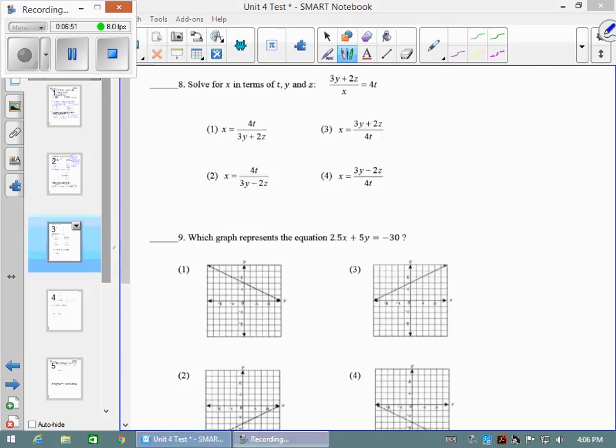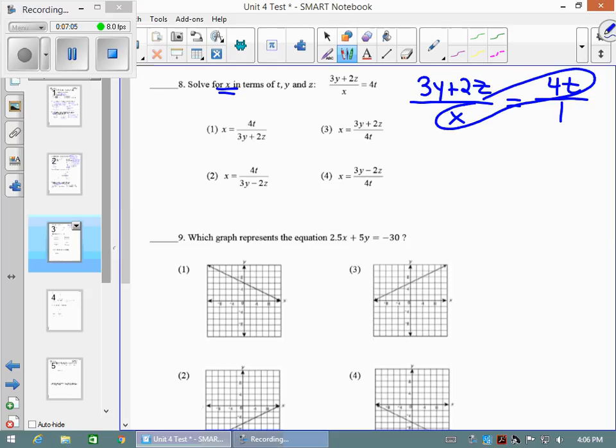Okay, for question 8, we're asked to solve for x in terms of the others. This is a literal equation. So because we have a fraction here, what I'm going to do is rewrite this and write 4t/1 so that I can cross multiply. So I'm going to get 4t times x is equal to 3y plus 2z times 1, which is just 3y plus 2z.